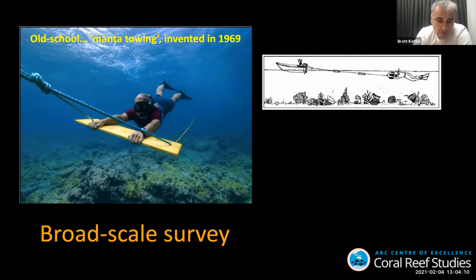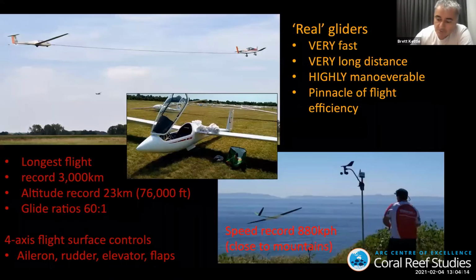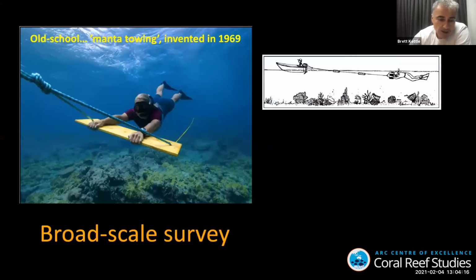And I got to contemplating how to replace the old school manta technique, which goes back to Cheshire in '69 and the crown-of-thorns workshops and surveys. But in essence, it's a broad-scale survey technique that we're going to be talking about here today. It's really not much more than that.